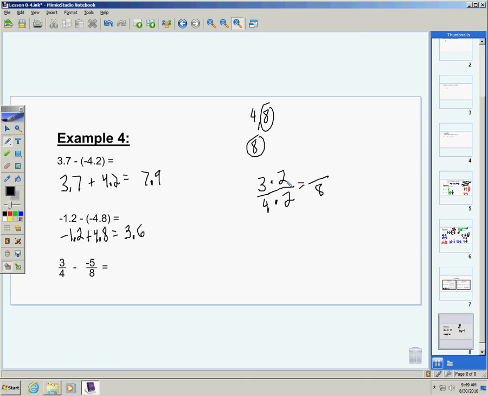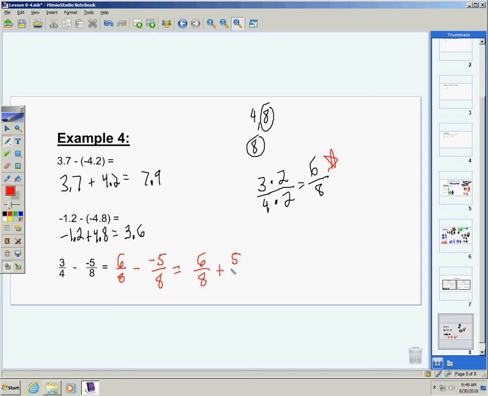So now I'm just going to rewrite this problem with my common denominators. Instead of 3/4, I'm going to write 6/8, because remember, that's the same thing. Minus negative 5/8. But this is just another example of what we just talked about. Subtracting a negative is the same thing as addition. So instead of 6/8 minus negative 5/8, we're going to do 6/8 plus positive 5/8. And now I have a common denominator.